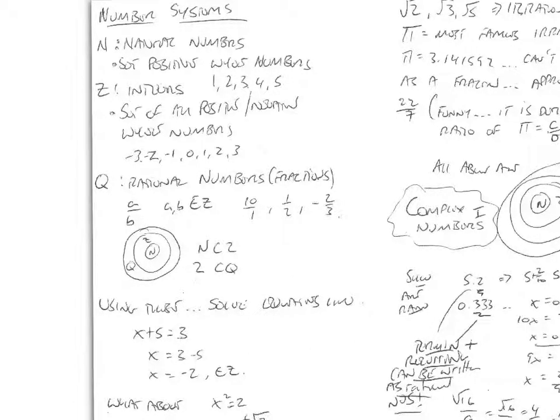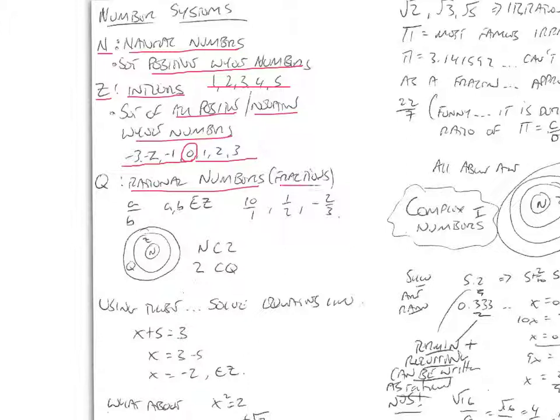So we'll just start by reminding ourselves about number systems. So we have natural numbers, the notation is capital N, and natural numbers are the set of whole positive numbers, like 1, 2, 3, 4, 5 onwards. Integers then, which have the notation capital Z, are the set of all positive and negative whole numbers. So minus 3, minus 2, minus 1, 0 is in there as well actually, and 1, 2 and 3 are considered to be integers.